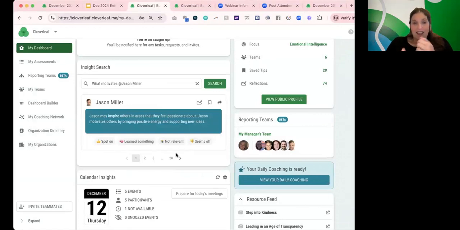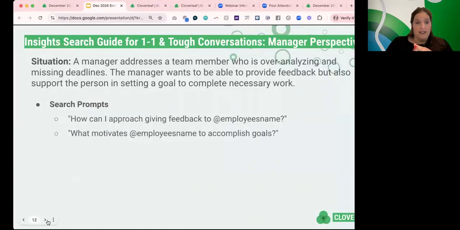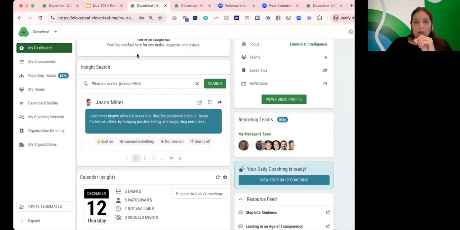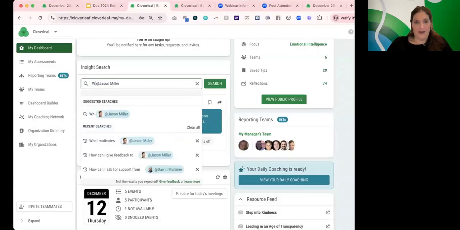Oh, he may inspire others in areas that he even feels passionate about, right? He brings positive energy and supports new ideas. So maybe I could talk to him about new ideas to actually execute on this project. Maybe that would infuse new energy into it, right? How can I acknowledge him? I want to make sure I acknowledge him because he's working really hard, right? And I don't want to make him feel like I don't appreciate his work, right?